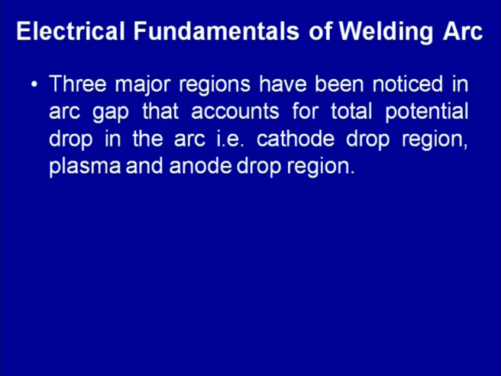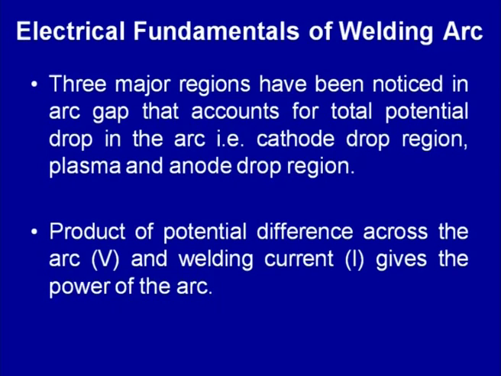and accordingly temperature variation is observed in the arc zone. So, three main zones have been identified, which are commonly observed based on the kind of voltage drop that takes place in the arc, and these zones are the cathode drop region, the plasma zone and the anode drop region. The reasons for the voltage drop in these three zones have already been explained in the previous presentation, but the voltage drop in each region affects the heat generation associated with that zone, and the product of the potential difference across the arc and the welding current gives the total power of the arc.